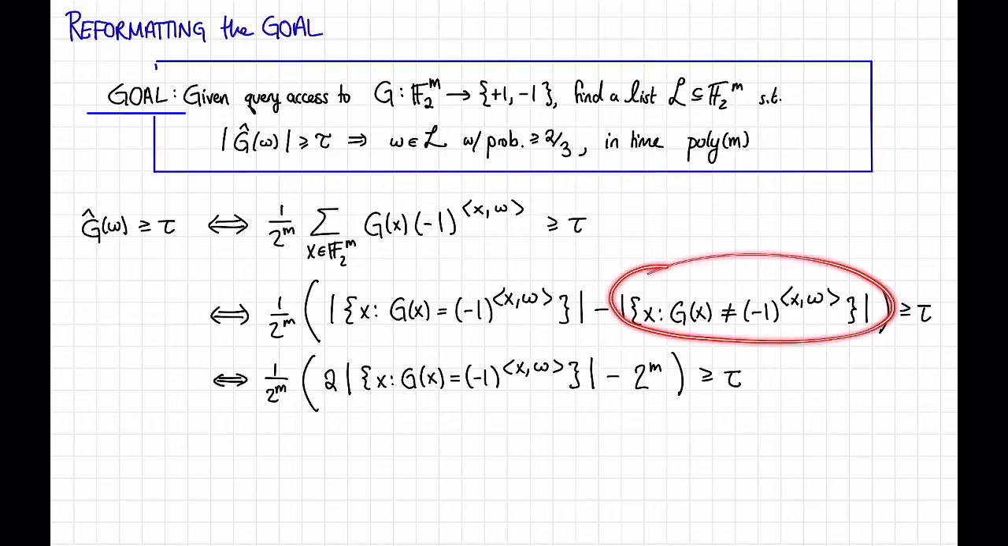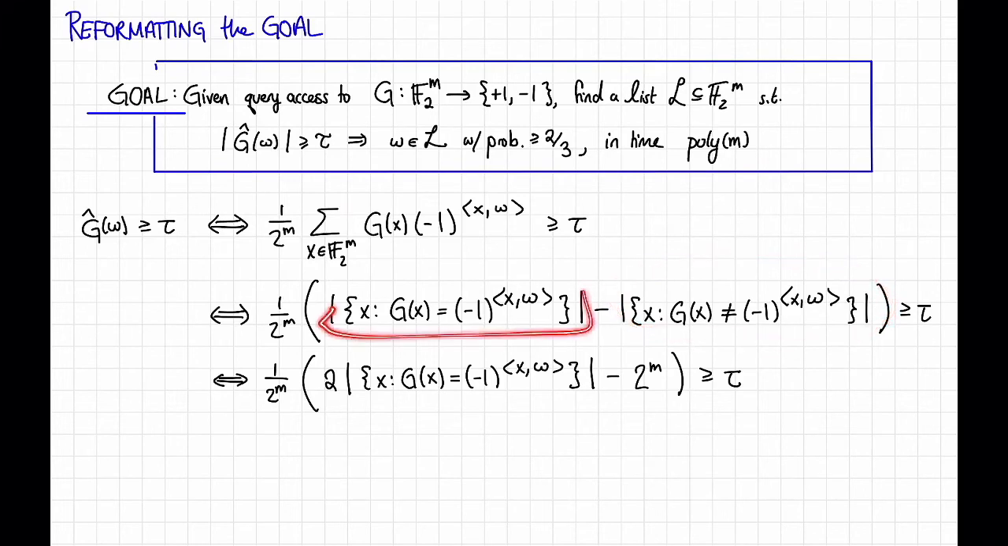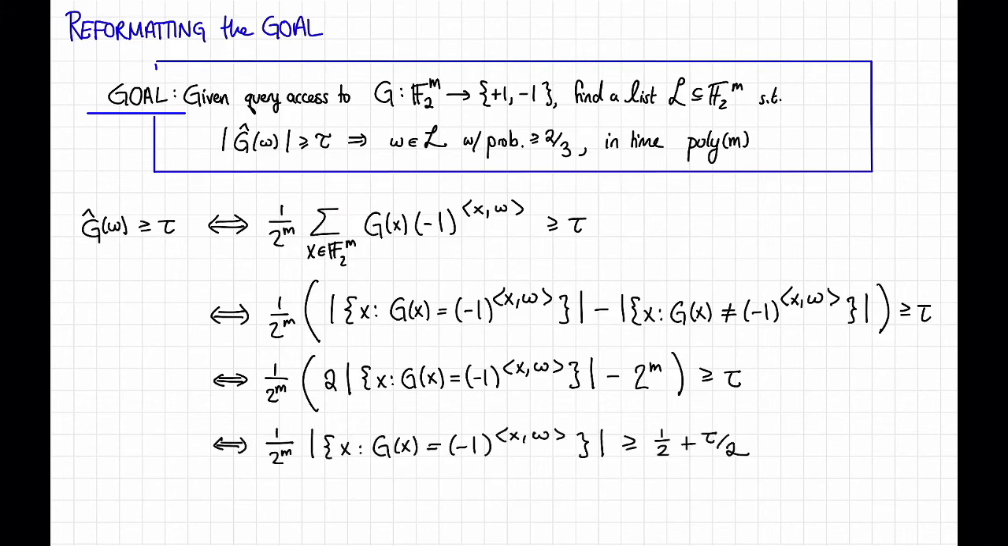That is, I've just replaced this with 2 to the m minus that. And now we can push some symbols around and get the following condition. That is, the fraction of x for which g of x is equal to minus 1 to the inner product of x and omega is a little bit greater than a half. Greater than or equal to a half plus tau over 2.